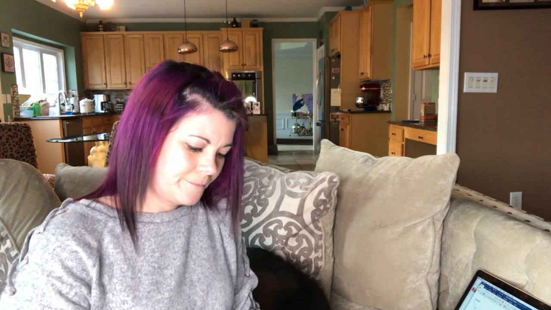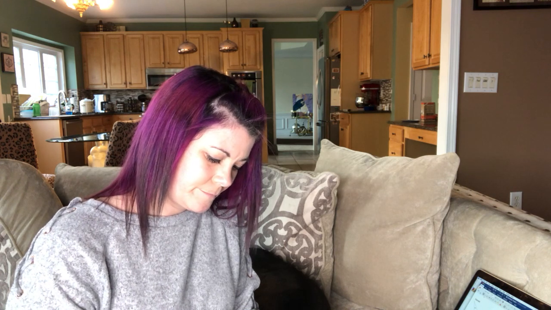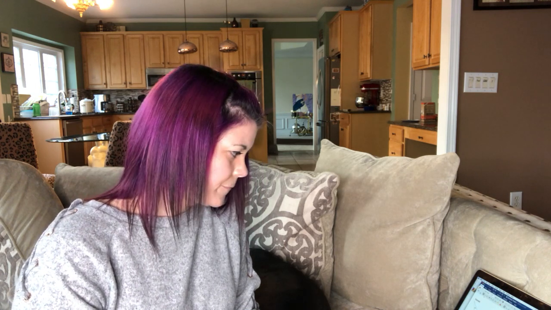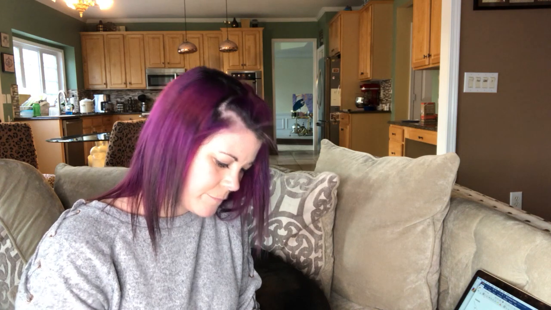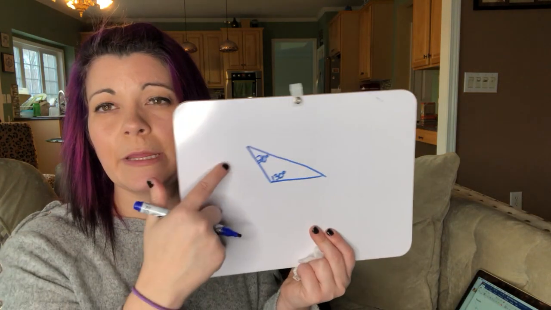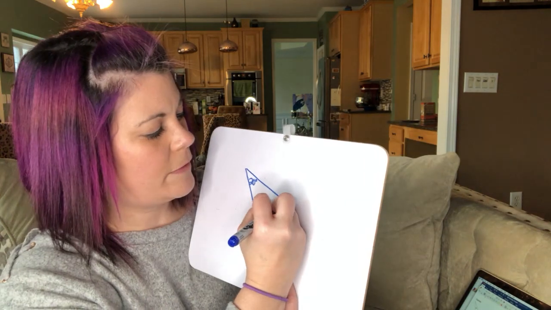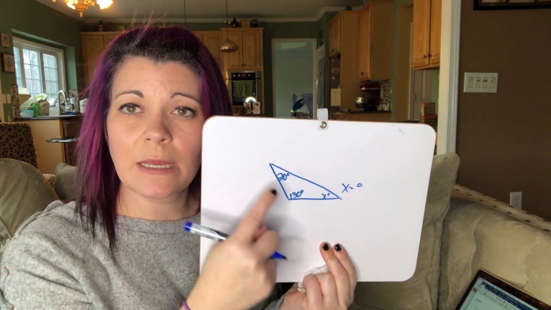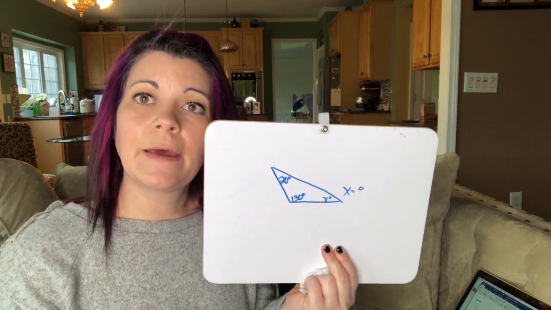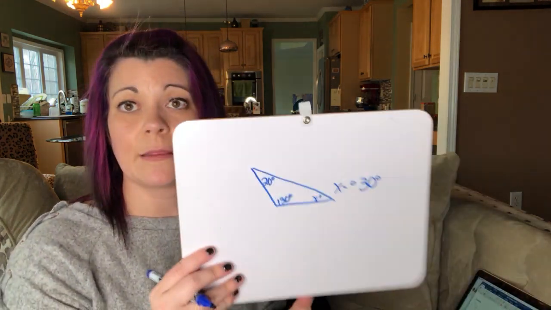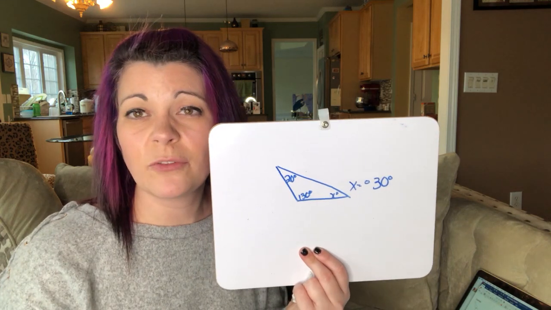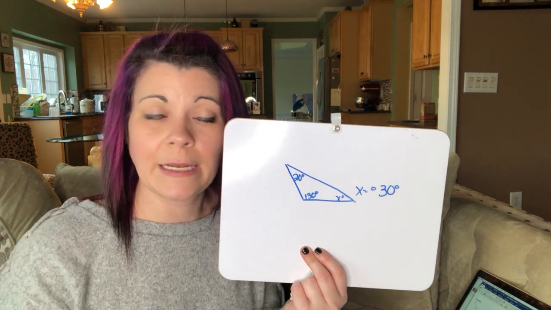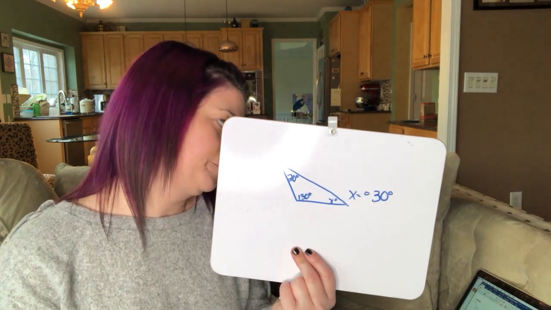Let's do one more. So 130 and 20. We want to know this missing one. If they all add up to be 180, 130 and 20 is 150. And then 180 minus 150 is 30 degrees. So we know it's going to be 30 degrees. Now we can classify this triangle too. It has an obtuse angle because it has one angle that's greater than 90. So this is an obtuse triangle.